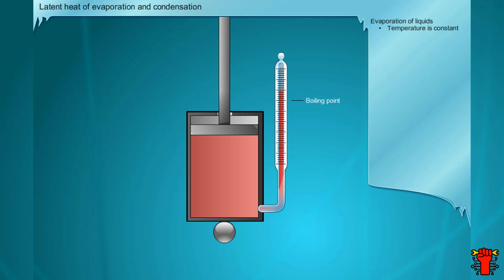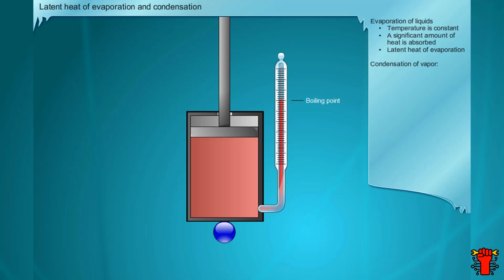As it rises, the volume of the gas increases slightly. A large amount of heat energy has been used to evaporate the liquid. This is therefore known as latent heat of evaporation. Now, take a look at what happens when the energy is removed again.